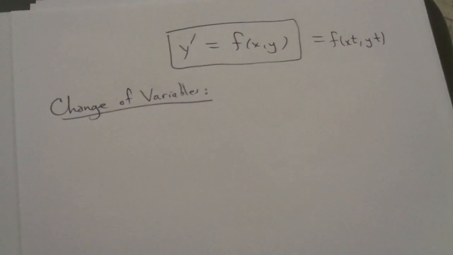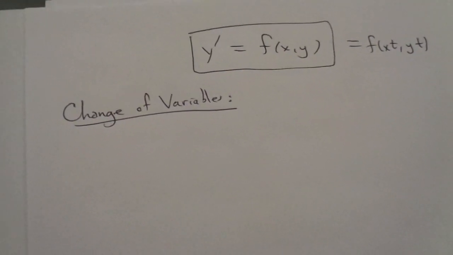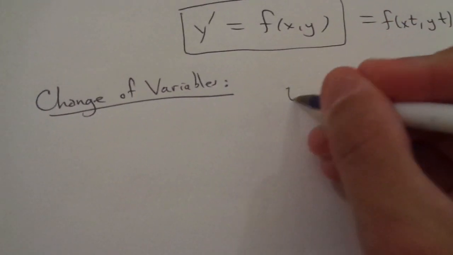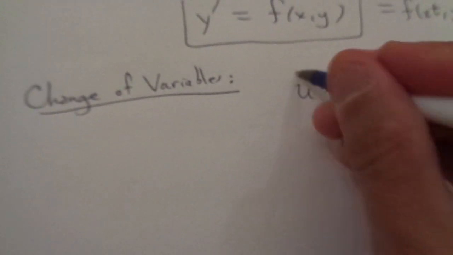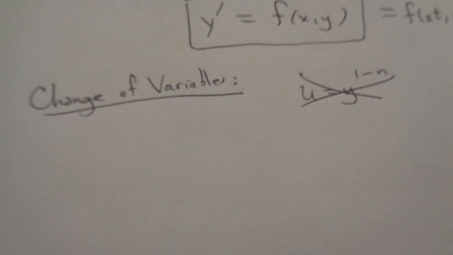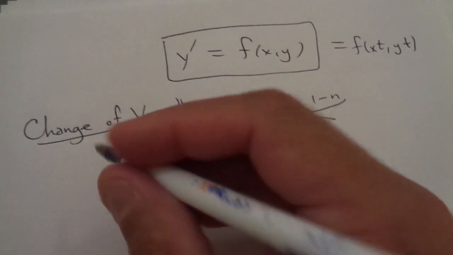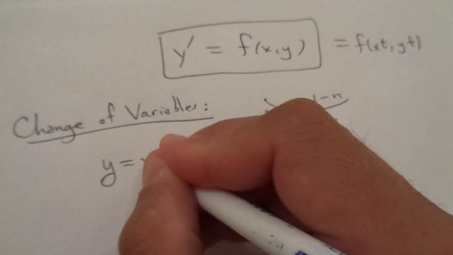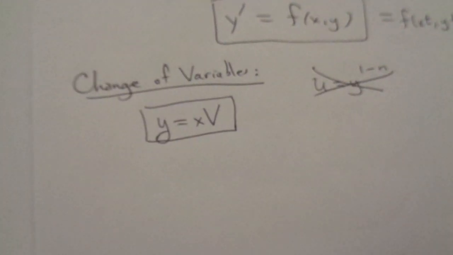Now, in the Bernoulli differential equations, we had one change of variables, which, you'll remember, was u equals y to the 1 minus n. We're not going to use that here. This is going to require a different change of variables, and the one that we're going to use, the way I like to write it, is like this: y equals xv.